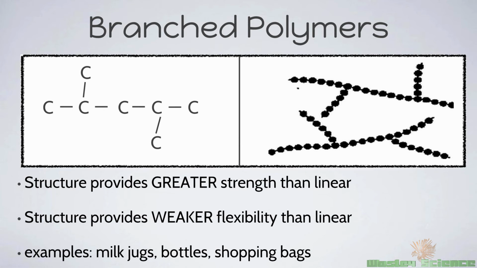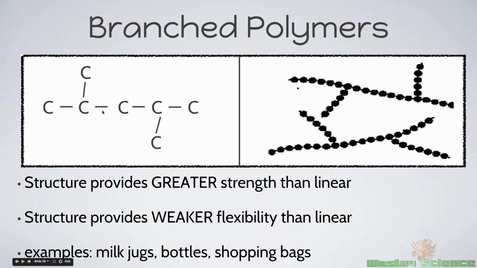Now on to the branched polymers. Branched polymers provide greater strength than the linear, but they have less flexibility. Examples of these are milk jugs, bottles, and shopping bags. So these are the types of diagrams that you may see on the CAP test. Basically, they are just linear polymers, but with branches attached to them. And it's important to know that these branches are the exact same monomer. So the monomer that is located here is the exact same as the monomer here. It's just that their format is in branches instead of just straight lines.